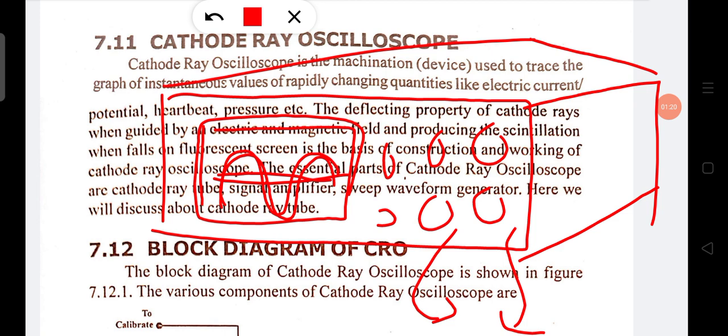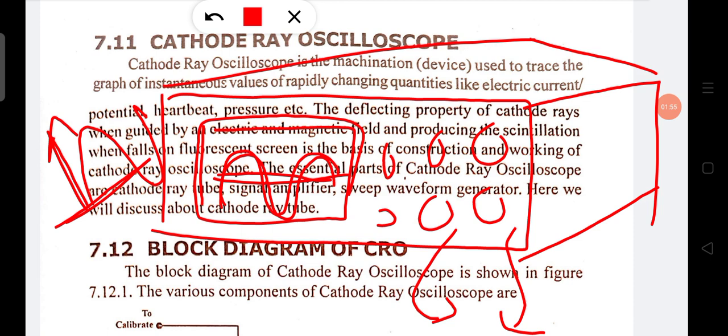Okay, graphical representation means what? On the time axis, the graphical representation means time with voltage or amplitude. That representation is called graphical representation. So to get that graphical representation, we use that CRO, the cathode ray oscilloscope. We also represent the AC current in a graphical representation, and heartbeat also.